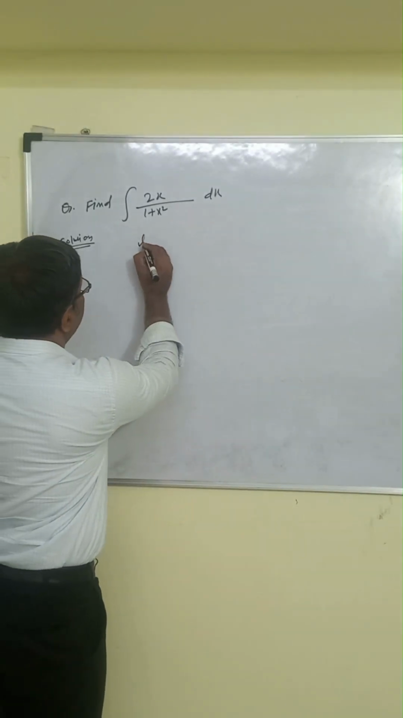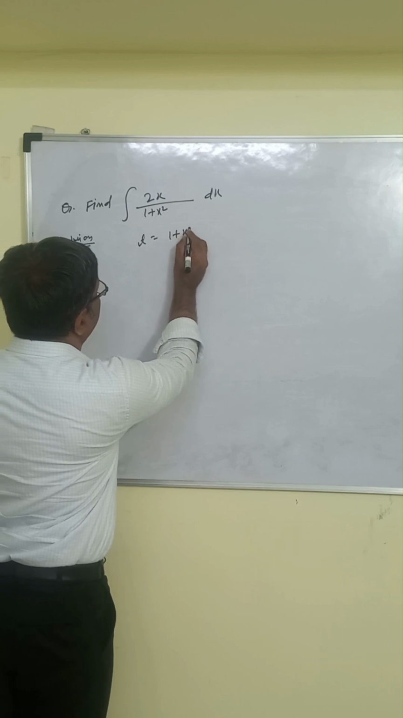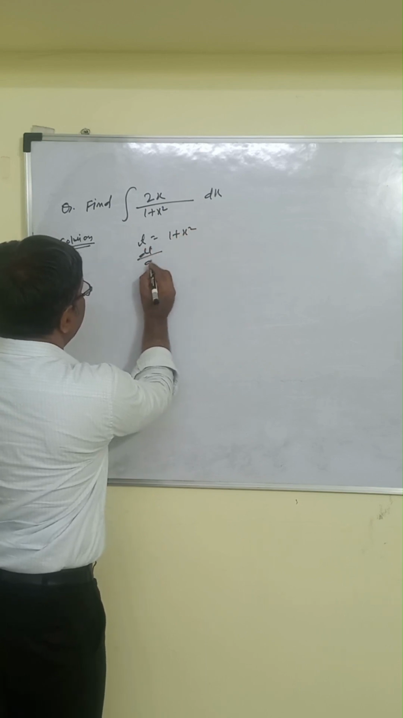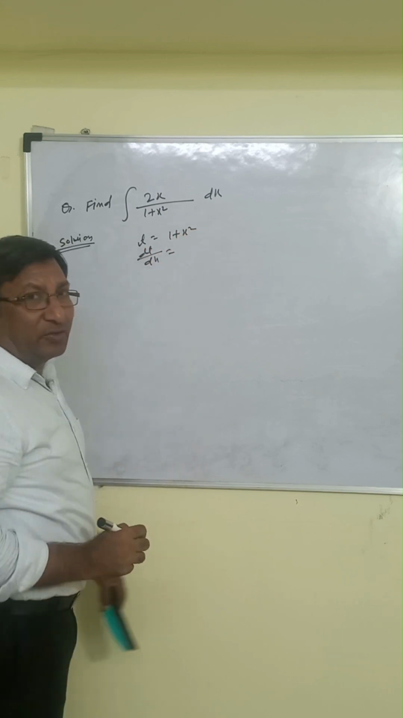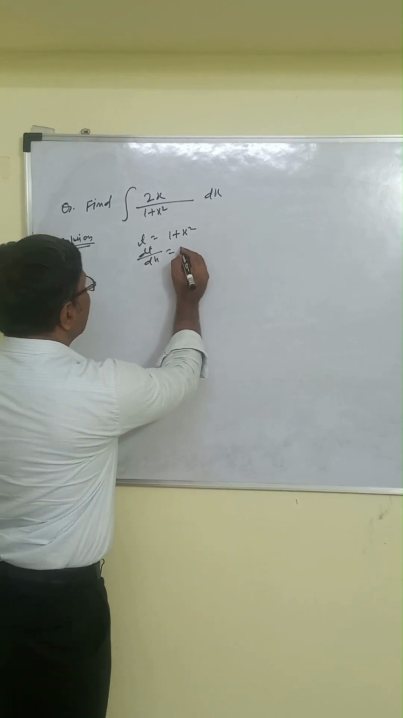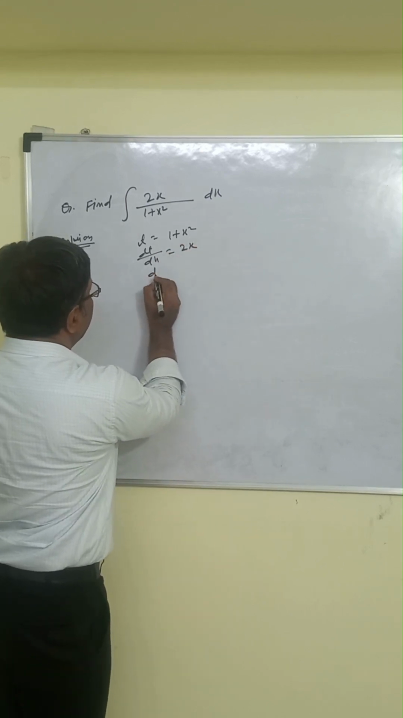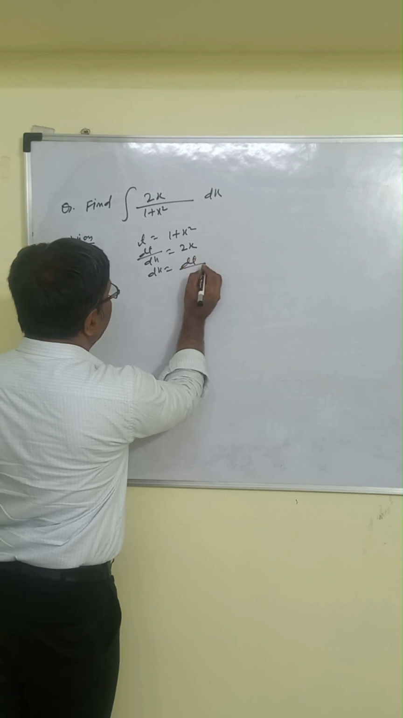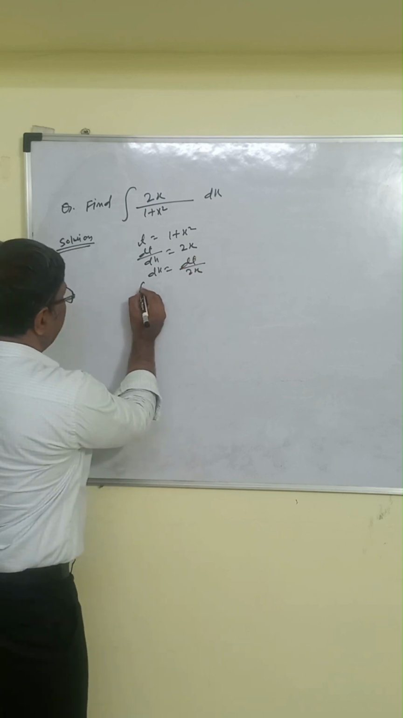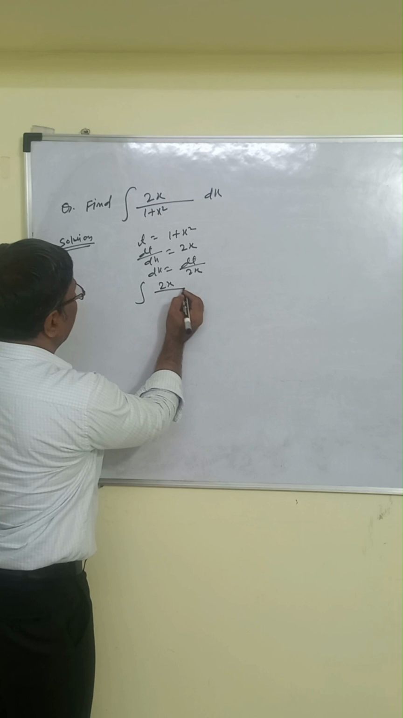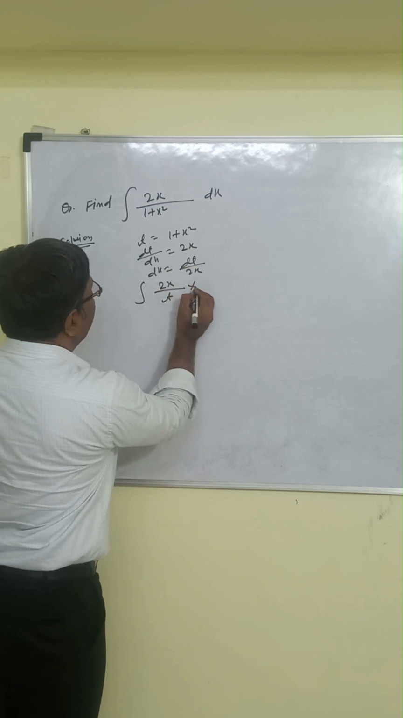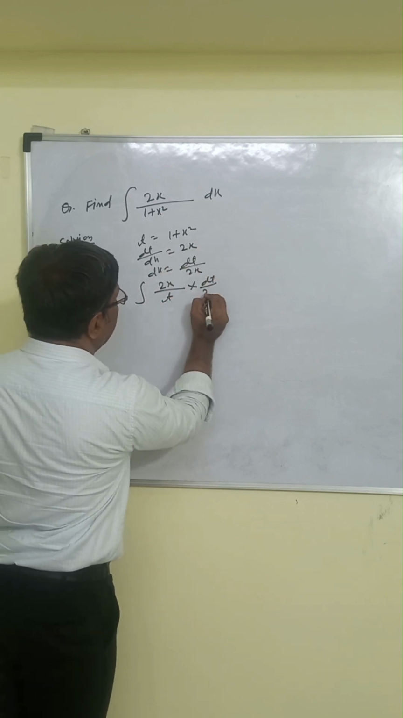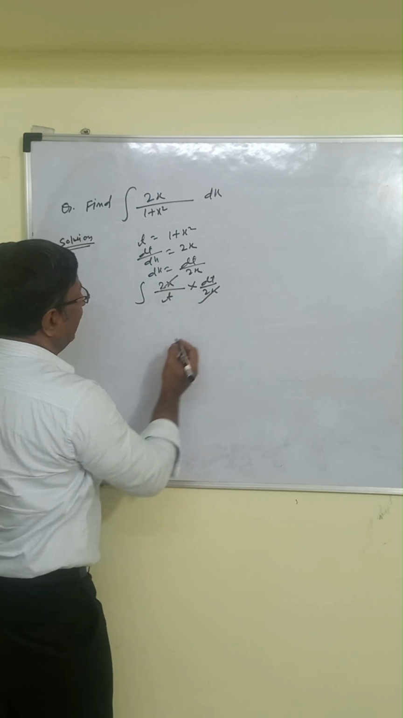So suppose t equals 1 plus x squared. So we get dt by dx. 1 is a constant, so its derivative is 0, and the derivative of x squared is 2x. So we can write dx equal to dt by 2x. So in the integration, this is 2x and 1 plus x squared is t, and dx we can write as dt by 2x. So 2x cancels.